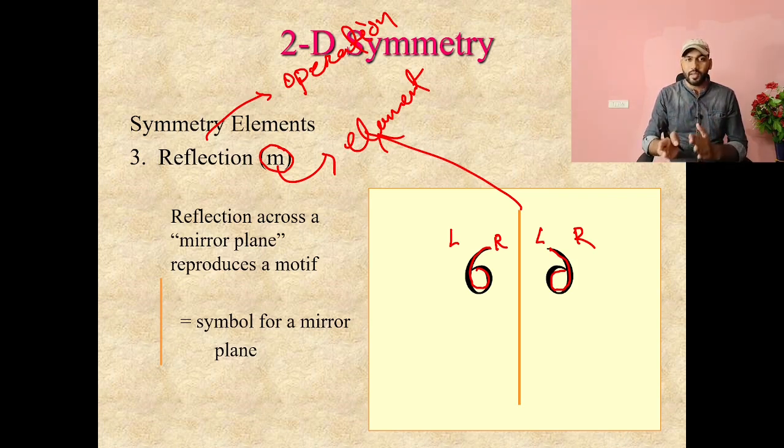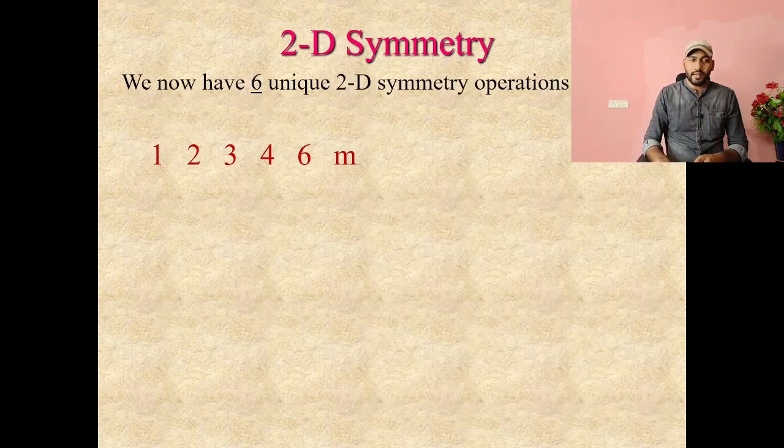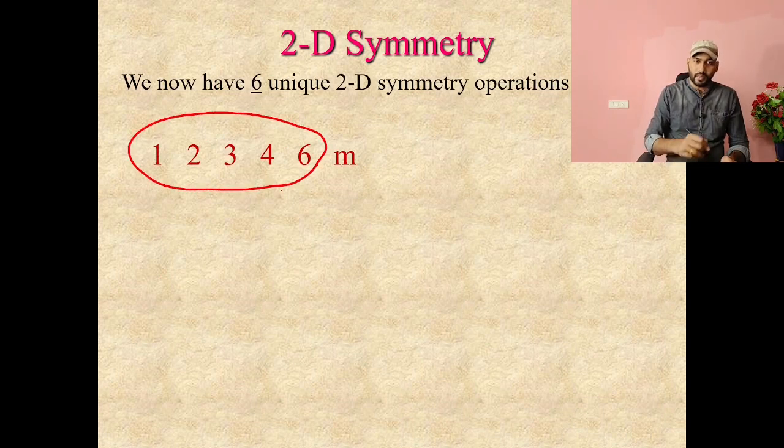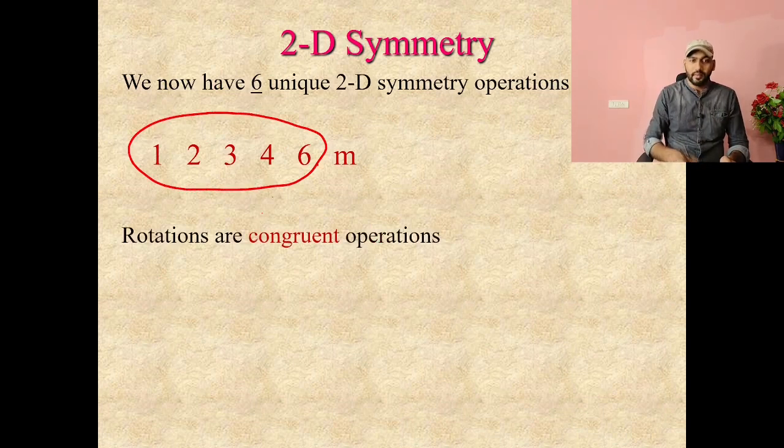Okay, left side will become right and right will become left. Whatever we have studied till now in rotational symmetry, 1, 2, 3, 4, and 6, these are congruent operations. We call it congruent operation. Why congruent? Because in the rotational symmetry, the face will be repeated as it is.